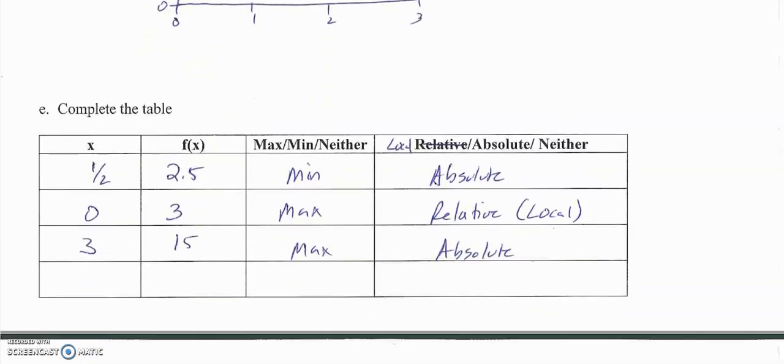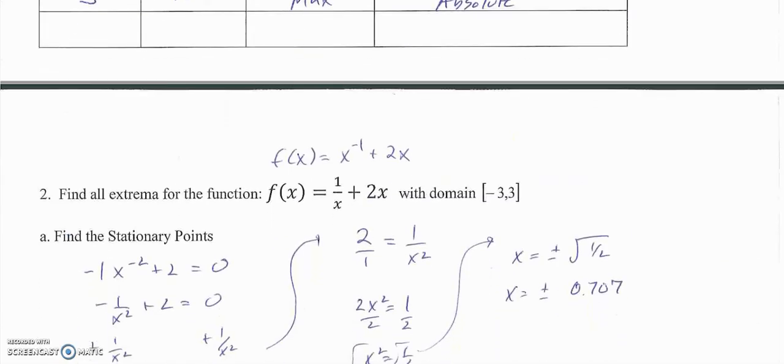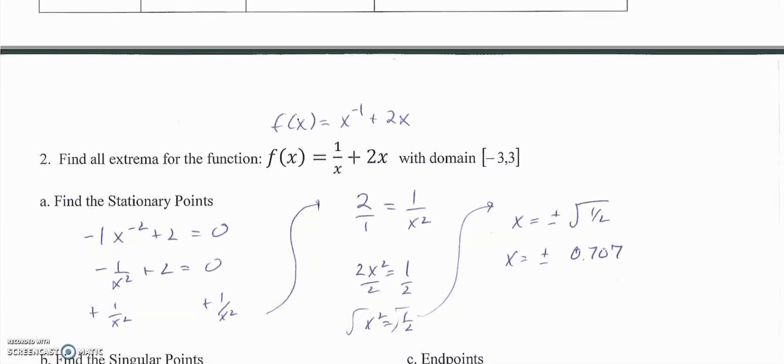Okay, for our next example, we have find all the extrema for the function f of x equals 1/x plus 2x with a domain of negative 3 to 3. We're going to go through the same steps, stationary, singular, endpoints, but first step I'd rewrite the original, so instead of 1/x, we write x to the negative 1 plus 2x.